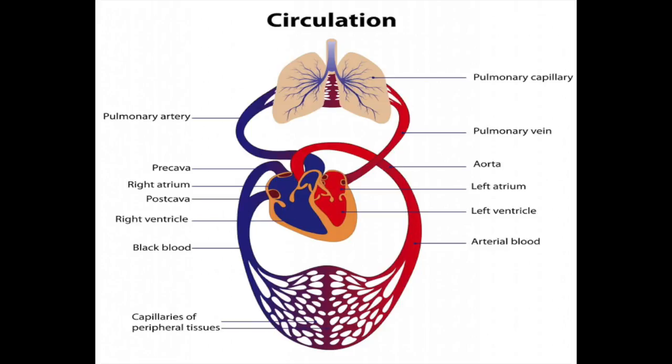Blood, a connective tissue consisting of cells and cell fragments dispersed in fluid, usually called plasma. The heart pumps the blood through the body. Blood vessels are spaces through which blood circulates. Two main types of circulatory systems are open and closed systems. Some parts of the circulatory system are pulmonary capillary, pulmonary artery, pulmonary vein, precava, aorta, right atrium, left atrium, postcava, right ventricle, left ventricle, black blood, arterial blood, and capillaries of peripheral tissues.